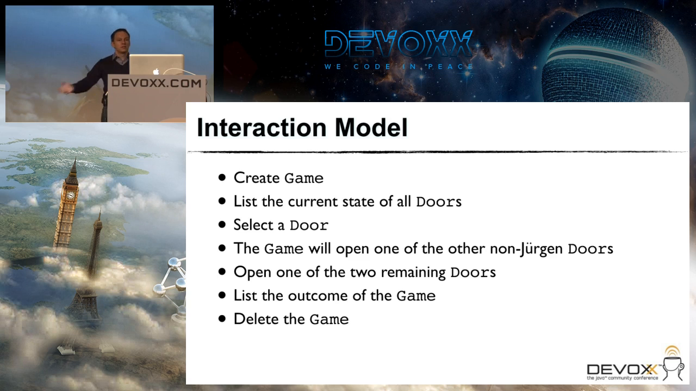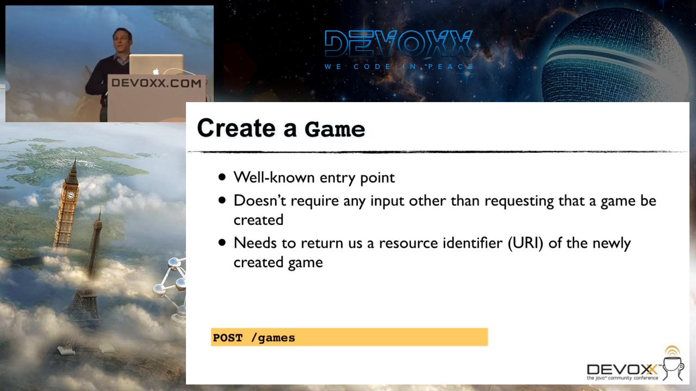So let's take a look at the interaction model. Create a game, list the current state of all the doors, select one of those doors. The game will open one of the other doors once I've done that selection. That other door obviously is not going to be a winning door. Then we are responsible for opening one of the other 2 doors. We'll list the outcome of the game, whether you've won or lost, and we'll clean up the game at the end.